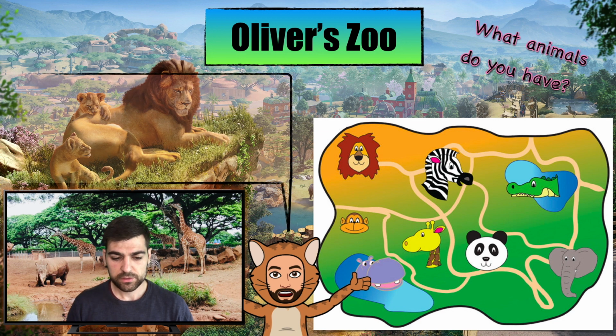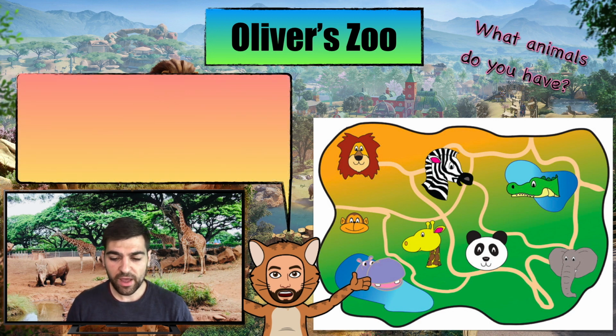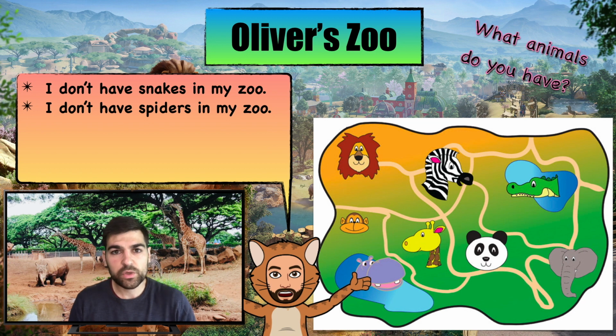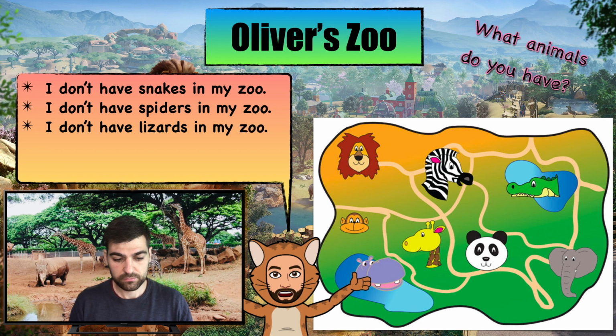So Oliver, do you have any snakes in your zoo? I don't have snakes in my zoo. Okay. What about spiders? Do you have spiders in your zoo? I don't have spiders in my zoo. So he doesn't have snakes and he doesn't have spiders. But you have to have lizards. Do you have lizards in your zoo? I don't have lizards in my zoo. He doesn't have lizards either.